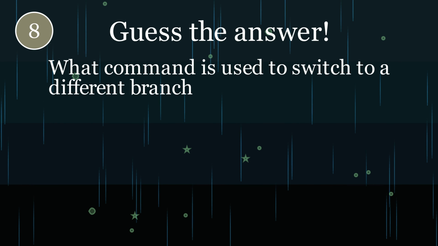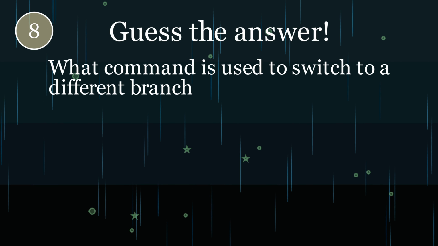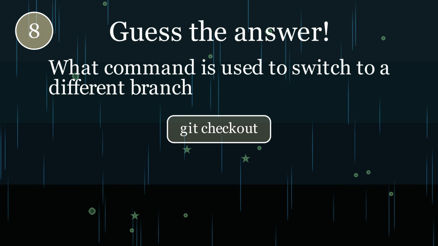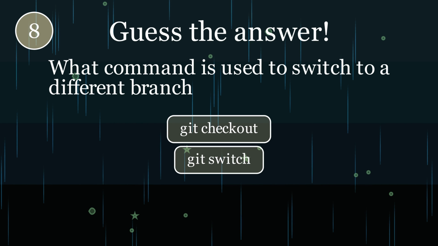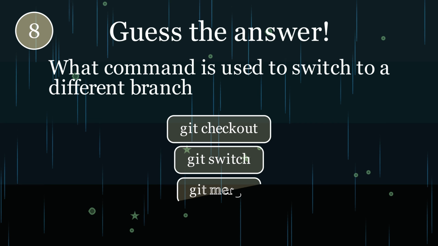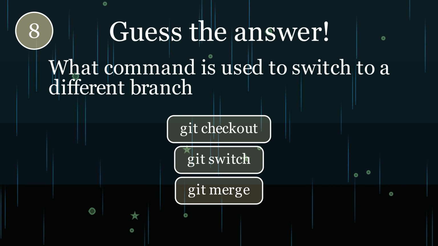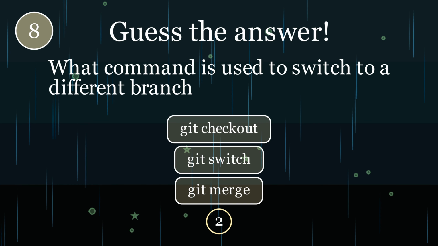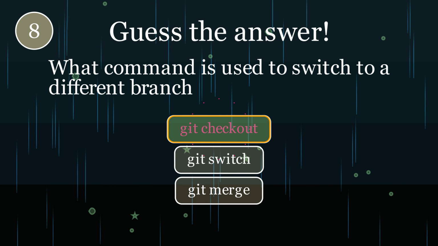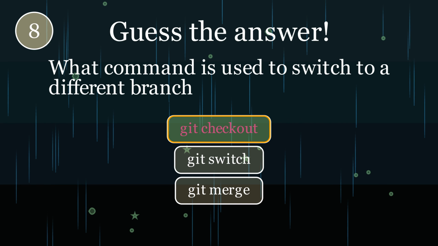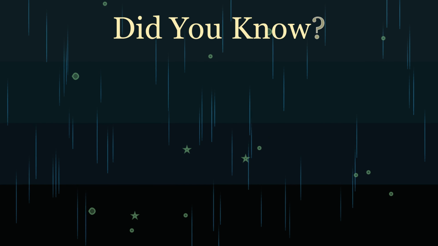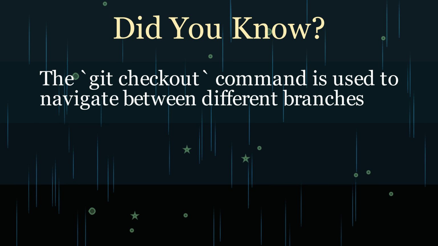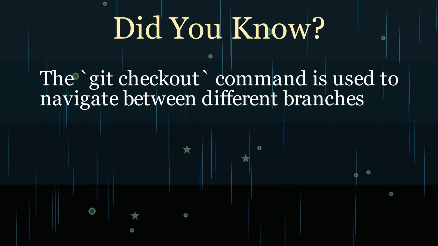What command is used to switch to a different branch? Git checkout. Git switch. Git merge. The correct answer is git checkout. Knowledge boost: the git checkout command is used to navigate between different branches.